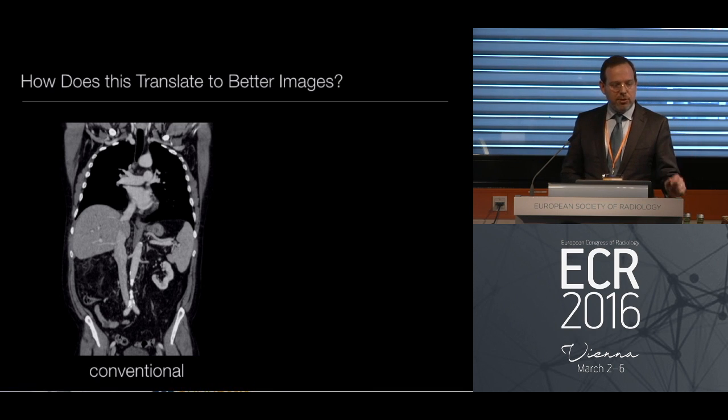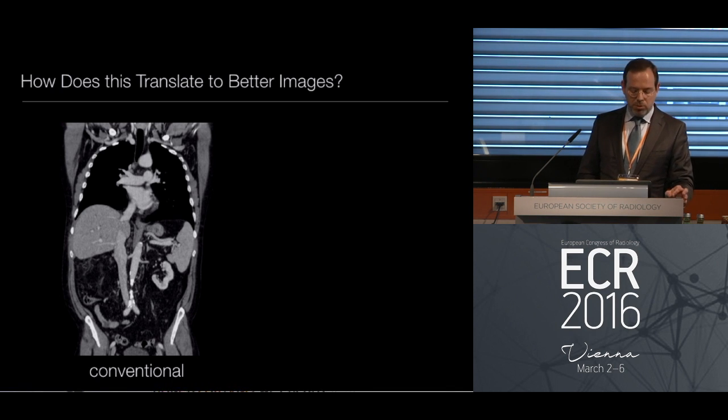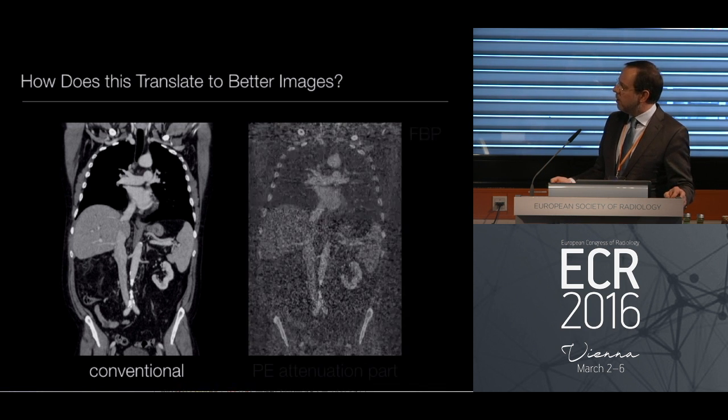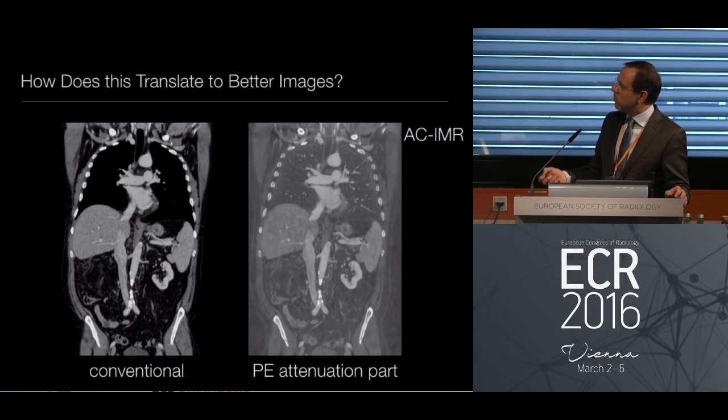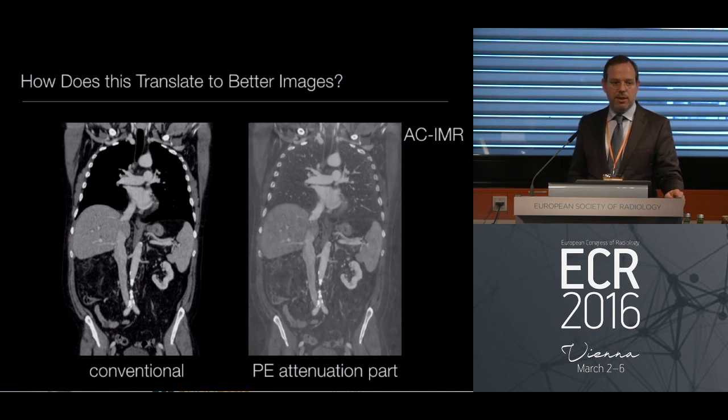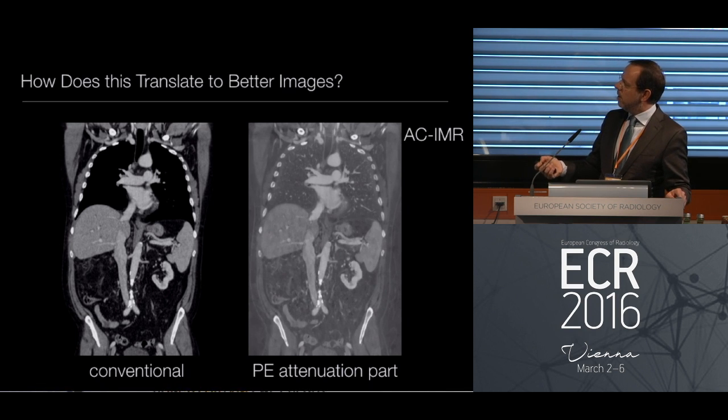So how does this translate into better images? That's something you are all interested in, I assume. So on the left side here, we have the conventional image. On the right side, we have the photoelectric attenuation part of the image. And this is rather noisy, but because we know the noise is anti-correlated, we can actually use this information in our model-based iterative reconstruction and then get images like this. So this is anti-correlated noise IMR reconstruction.